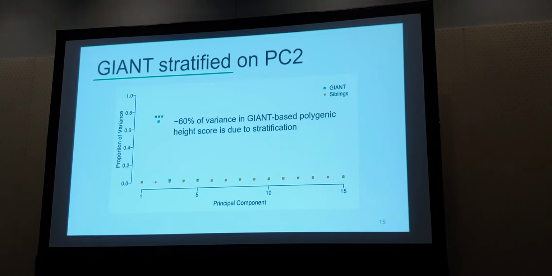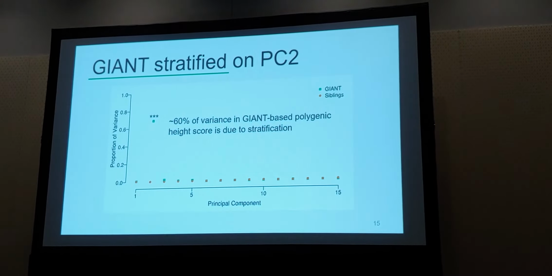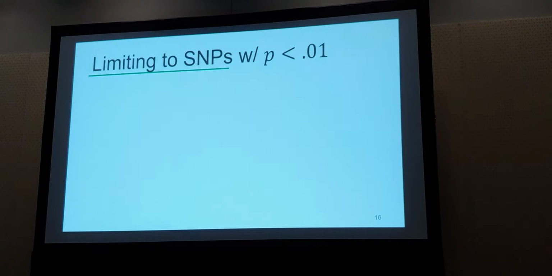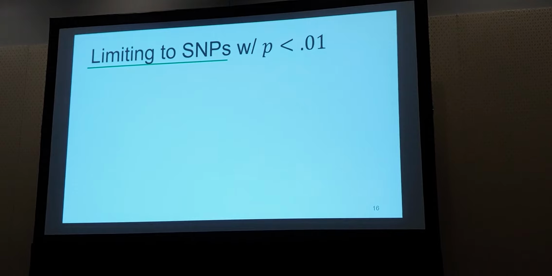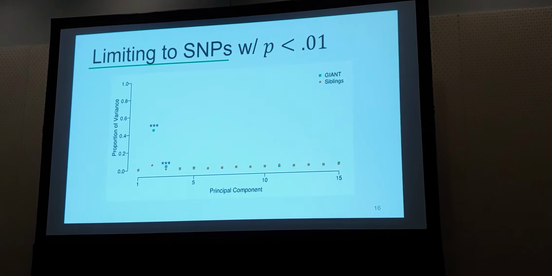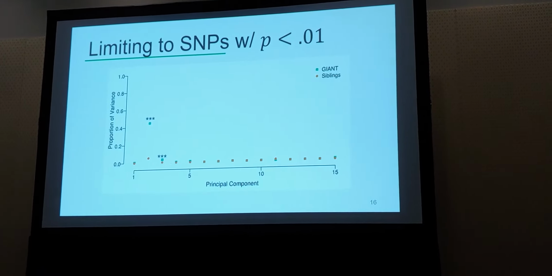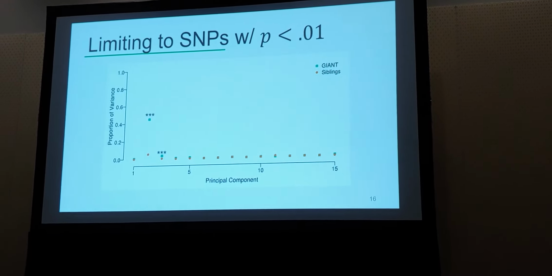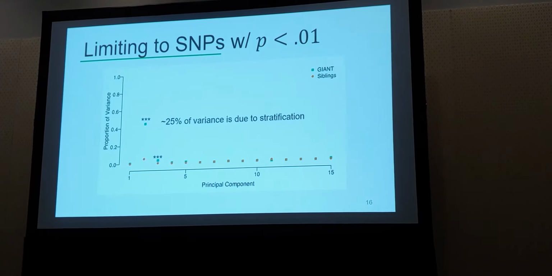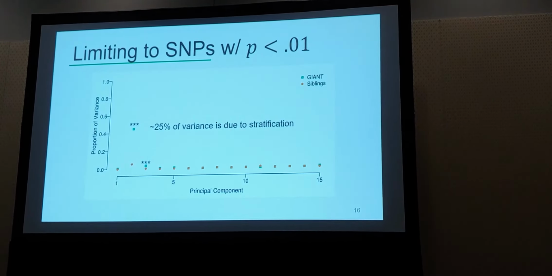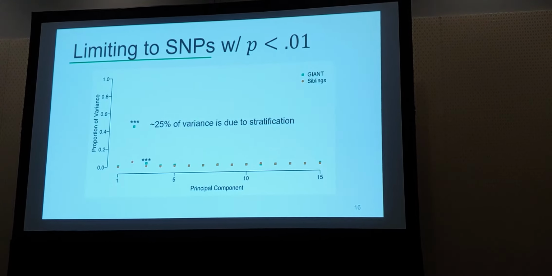I just want to say, there's not just one answer to this question. This is when we use all the SNPs. If you limit to ones with p-value less than 0.01, you see a similar picture, but the answer changes in terms of the actual proportion of variance. In this case, it looks more like 25% of the variance ends up being due to stratification. But it's still quite substantial, right?